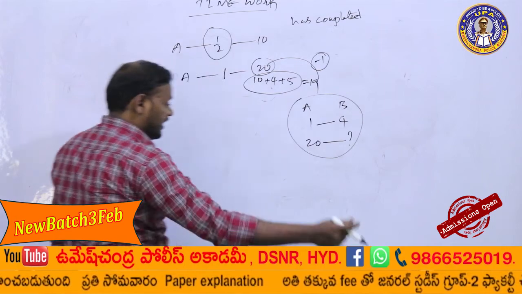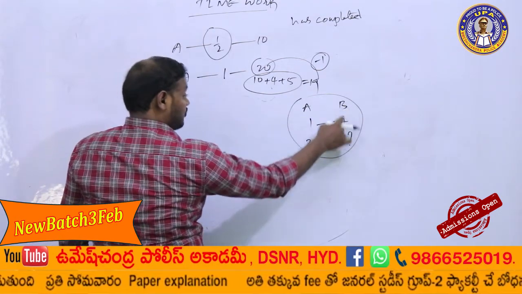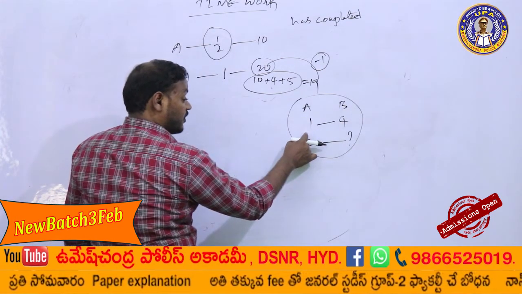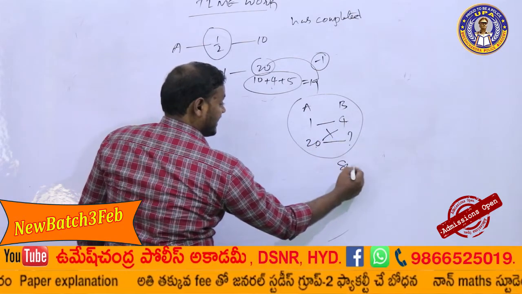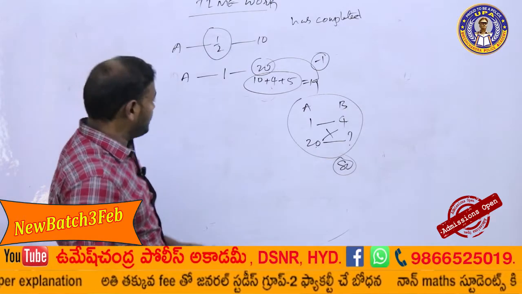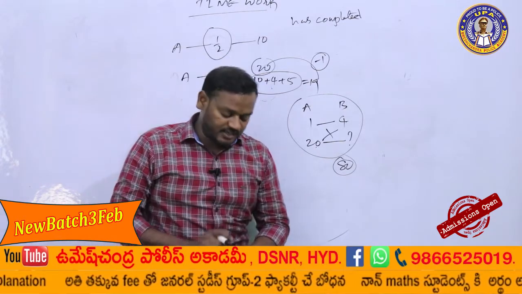Okay, once again, to save A 1 day, B has to do 4 days. To save total A 20 days' work, B can be how many days? Just cross multiply, 20 into 4, answer 80 days. That's it, nothing is there. So we just need to follow this type of rules. It is very easy to crack the question.